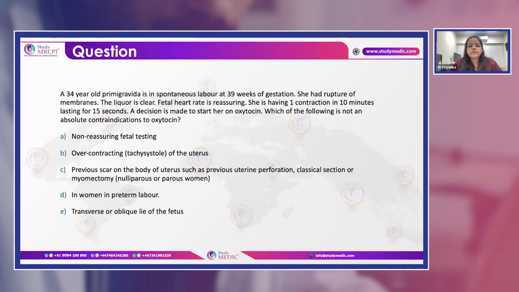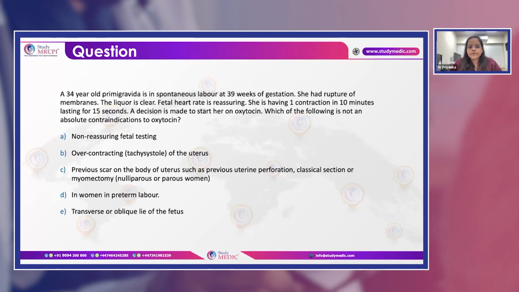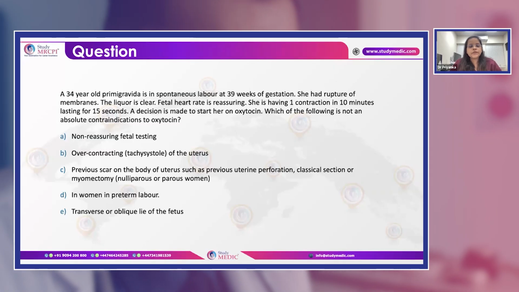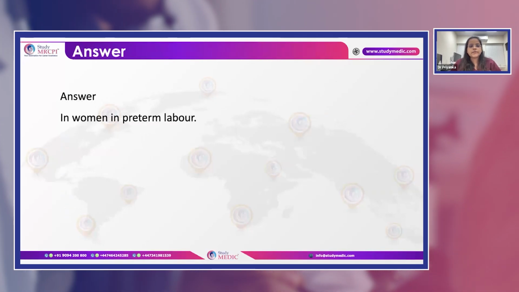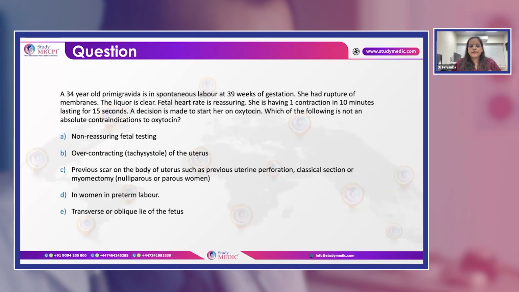So here the best option, which is not an absolute contraindication, is a woman who is in preterm labor. Because in preterm patients, we can start oxytocin, that is not an absolute contraindication. So the answer here is option D.